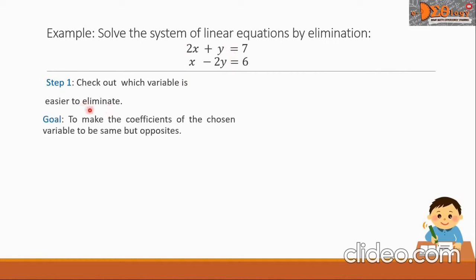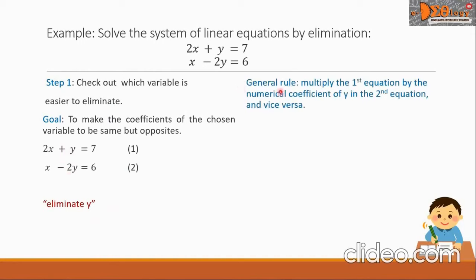And our goal here is to make the coefficients of the chosen variable the same but opposites, meaning they are of opposite signs. Let us copy these two equations down here. Let us name them first equation and second equation. As for our discussion, I would like to eliminate y, for the reason that they are already opposite signs. However, they have different coefficients. So let us do some manipulation.